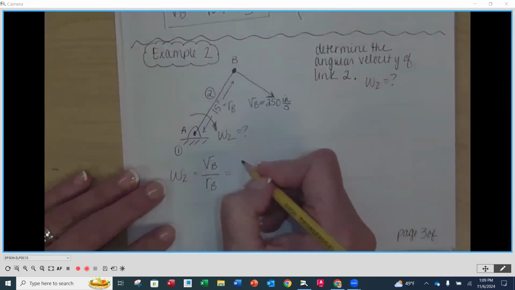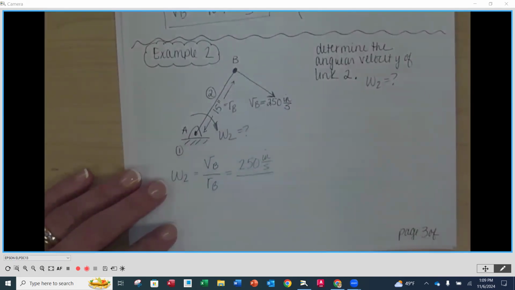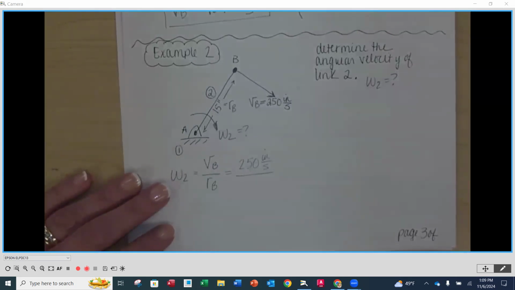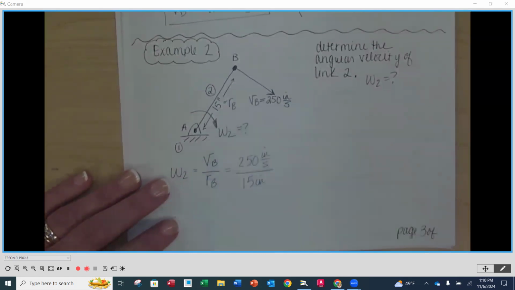So this is going to be 250 inches per second on the top. Do not put inch/second. Break that habit. Resist that urge. Okay. Do you guys do top bottom a lot? You probably see it a lot. It's so much easier, especially when you're doing these cancellations. Physics, I know, is a great application of that. And then our radius on the bottom here is going to be 15 inches.